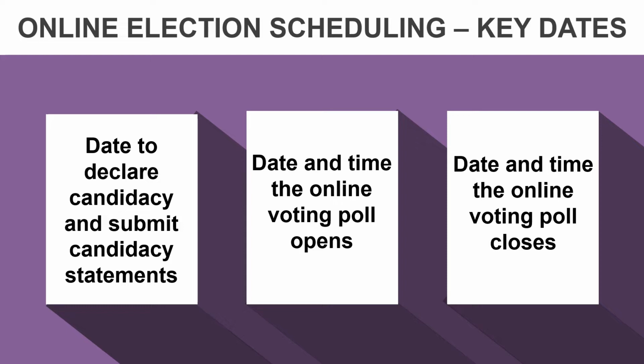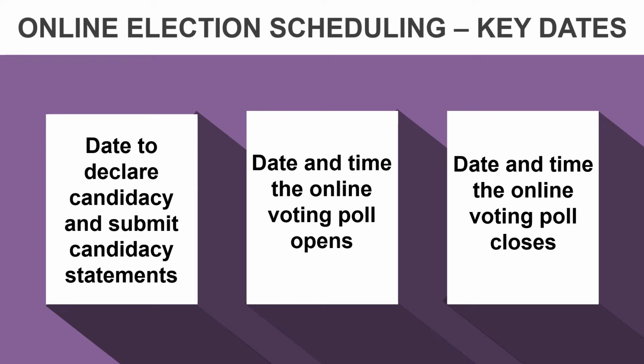There are three main dates you should choose when you're setting up elections. First, the date to declare candidacy and submit candidacy statements. This means that this is the date when members need to announce their intent to run for office. The second date is the date and time that the online voting poll will open, and the third and final date is the date and time the poll will close.